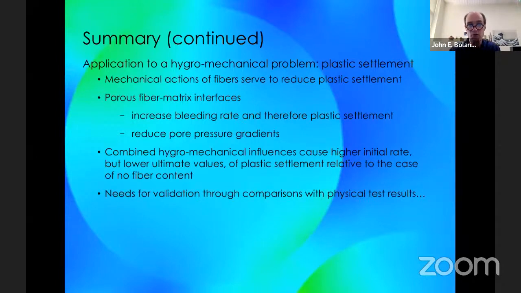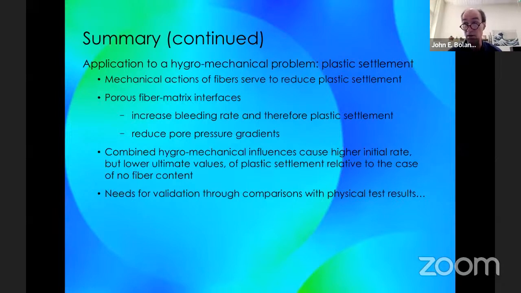Regarding this hygromechanical simulation of plastic settlement, the fibers mechanically serve to reduce the plastic settlement. However, the fibers might have porous interfaces, which can increase the bleeding rate and therefore the plastic settlement. So you have these two competing effects. When you combine them, however, you get an initial increase in settlement, but the overall settlement amount is reduced, which is good. I think this is just one of many areas where we could collaborate.